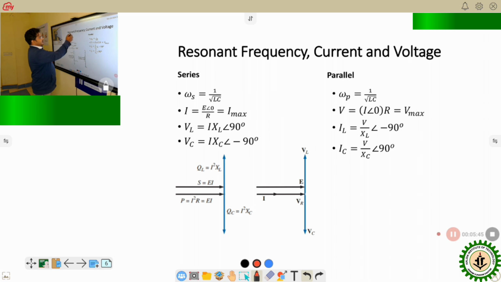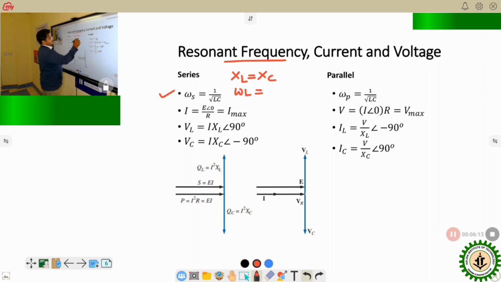Now we can see that some frequency, current and voltage values have been compared over here. So first of all, what is the resonance frequency? This term written over here, omega s, the resonance frequency, is equal to 1 by root LC. We get that from the condition for resonance, that is XL equal to XC, and as you all know, XL equals omega L and XC equals 1 by omega C. So from here we come to this resonance frequency formula.